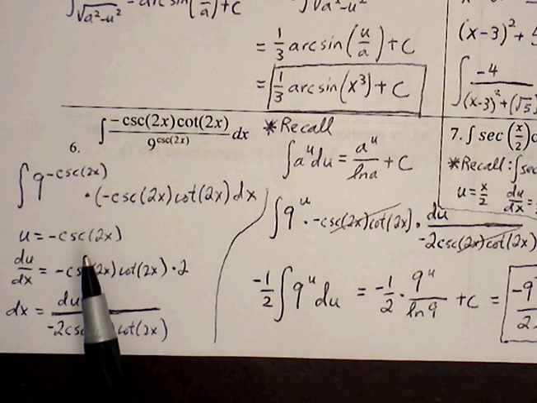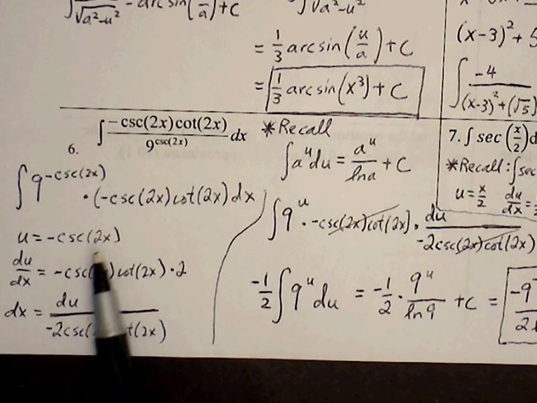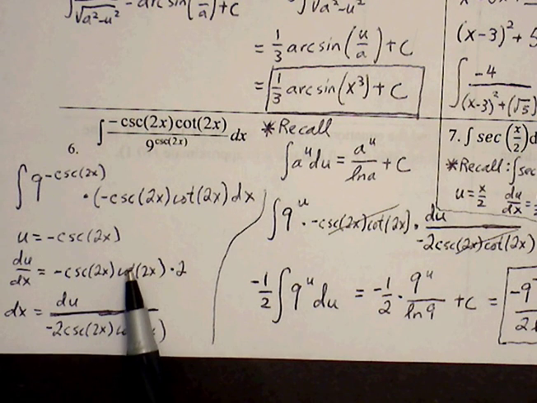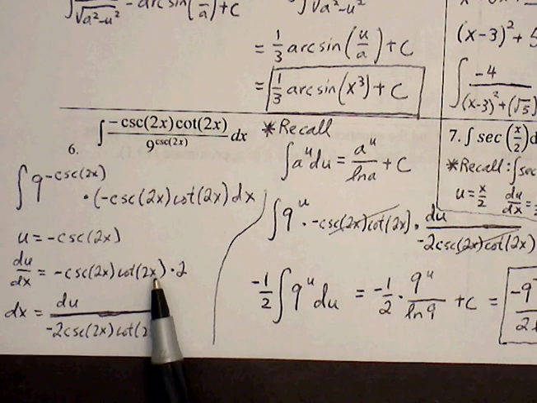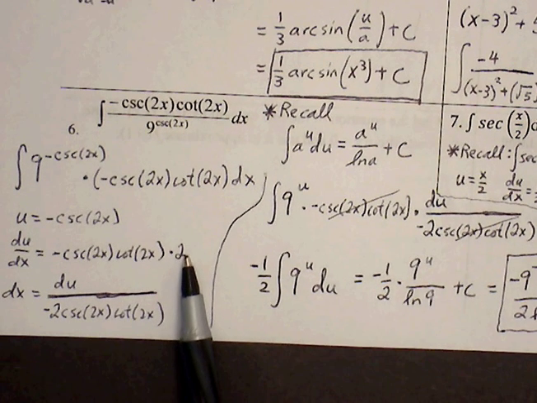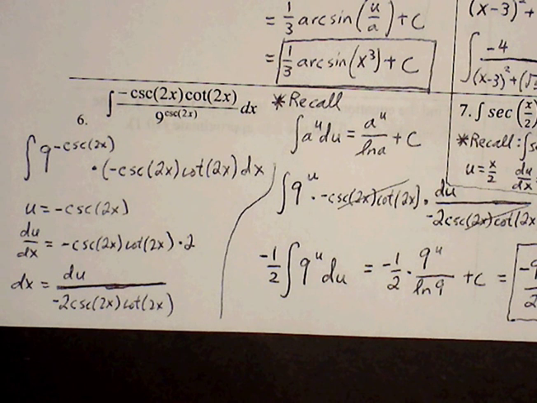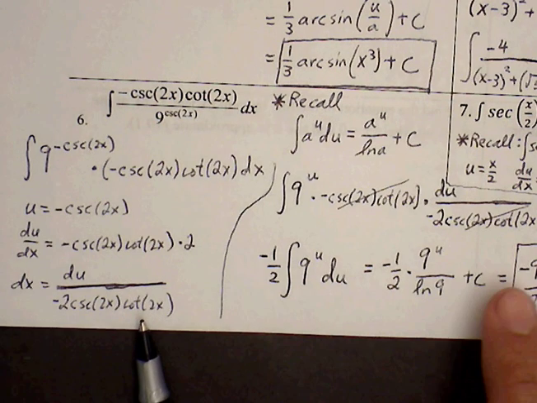So we let our u value be negative cosecant of 2x. Remember, the derivative for negative cosecant of u is negative cosecant of u cotangent of u times u prime. So 2x's derivative becomes 2. Okay, solve for dx, we get du over negative 2 cosecant 2x cotangent 2x. We make our substitutions.